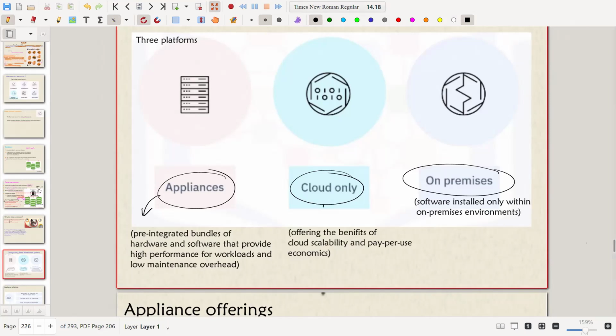Then cloud only. So you can see it will be available only on cloud, like an online medium, right? So you can see that has a benefit. Why does that have a benefit? It doesn't demand any physical space. Okay, it doesn't demand any physical space, right?